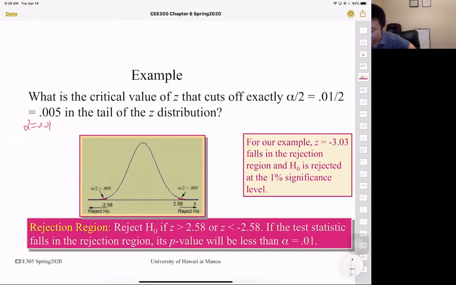If the z-score falls in the rejection region, which is the red area, the two red areas, its p-value will be less than alpha of 1%. In the previous example, the z value is minus 3.03, which is somewhere here. So it fell in the rejection region, so we reject H0.